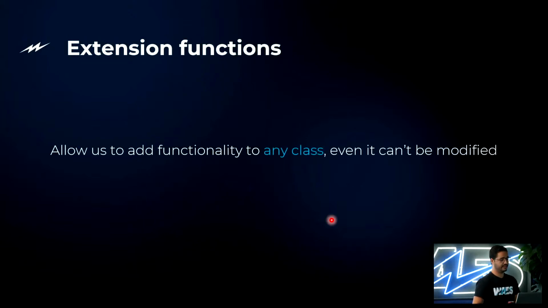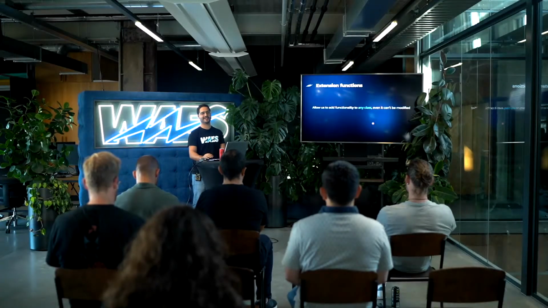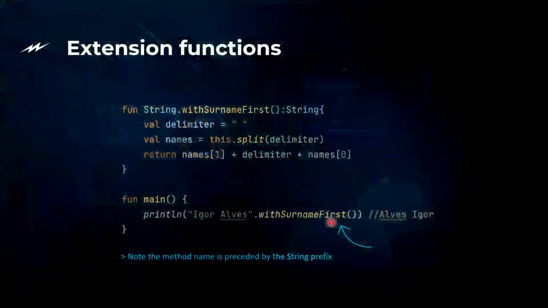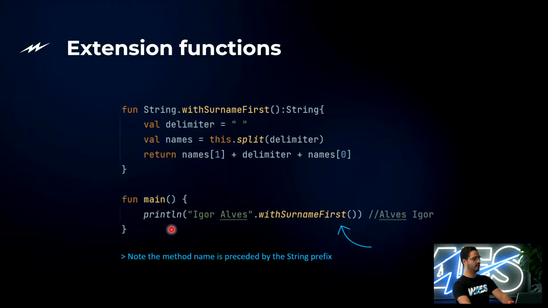The next are the extension functions. So extension functions, basically, give you the ability to add functionality to any class, even classes that cannot be modified. So basically, you see now in this main function a print where I give my name, and I have a function here, surname first. This function's purpose is to invert my surname with my first name, and I don't have this function in String. So what I did above is basically add a method after the data type. It means I'm adding more functionality to a class that cannot be modified.